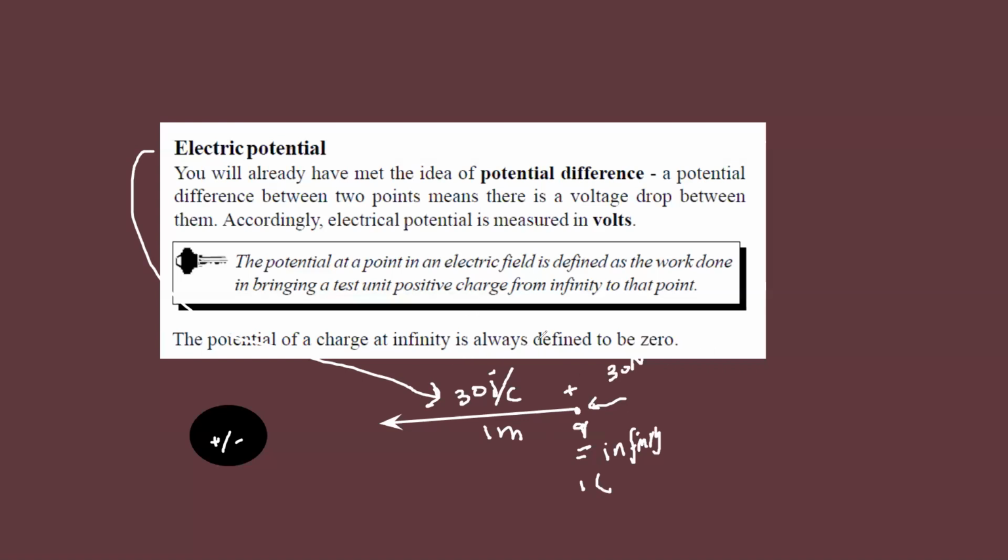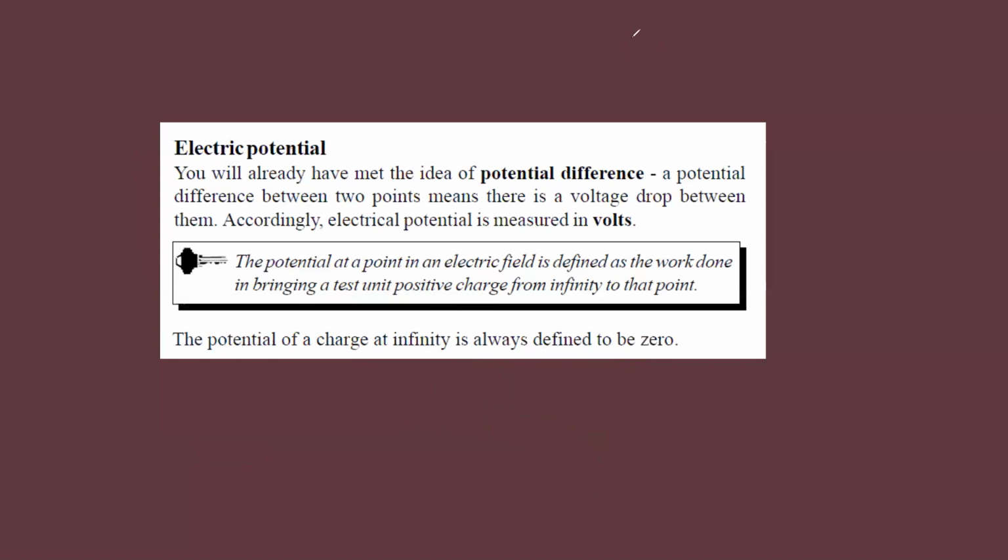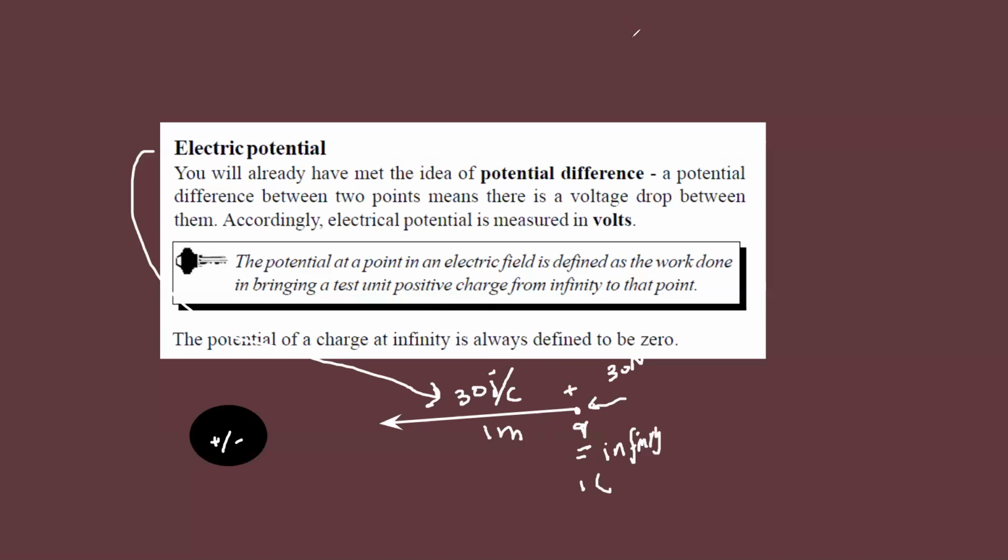At infinity, the potential of a charge is always zero, because at infinity we don't have to apply a force. We don't have to do any work, because the charge is not experiencing any force. If force is zero, the work done will be zero. If work done is zero, it means the electric potential is zero.